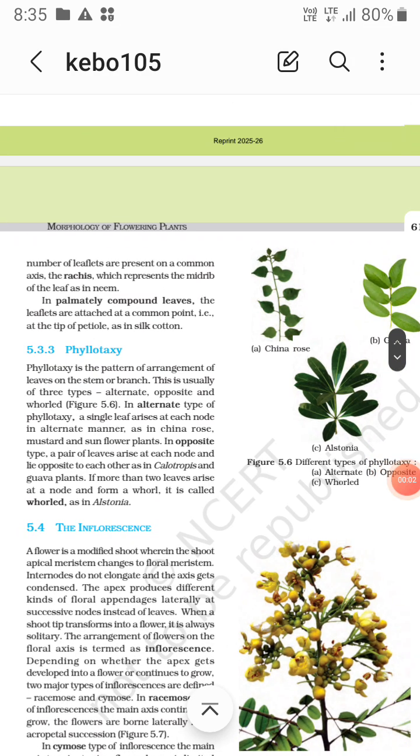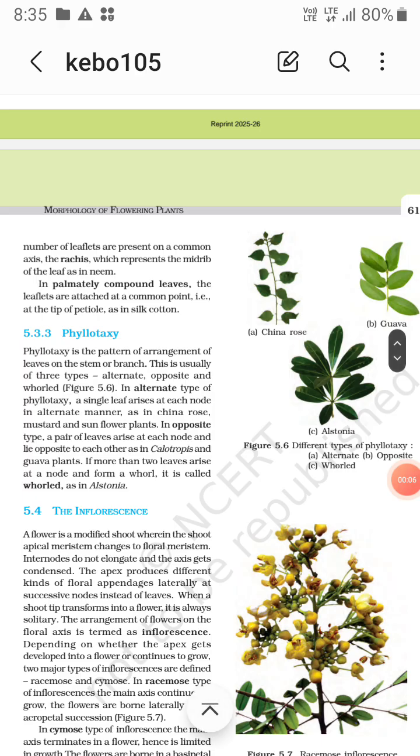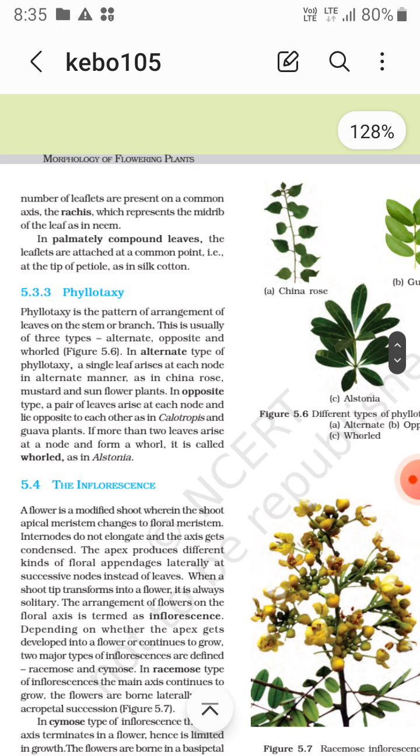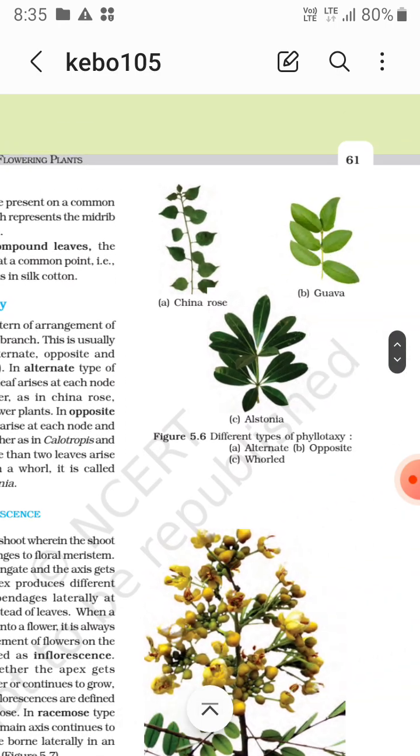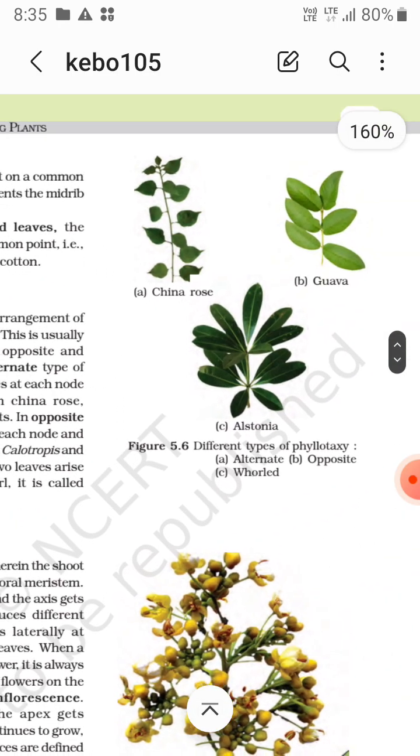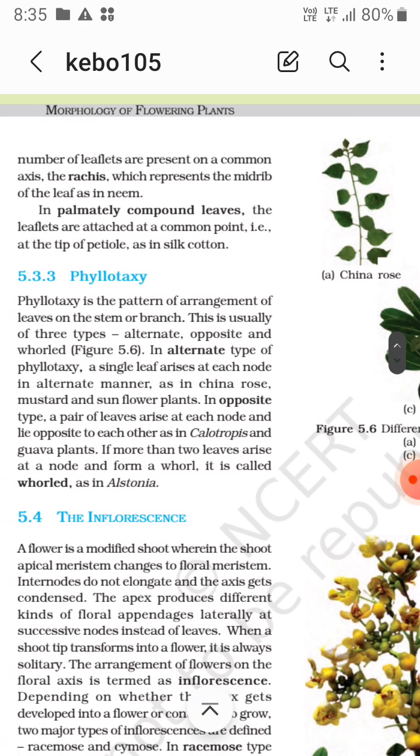Phyllotaxy. What is phyllotaxy? Phyllotaxy is the pattern of arrangement of leaves on the stem or branch. It is of the types alternate, opposite, and whorled. In alternate, a single leaf arises at each node in an alternate manner, as you see in the China rose in the diagram. And then another is the opposite.